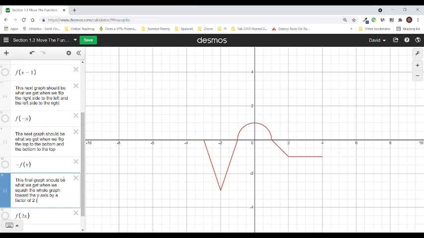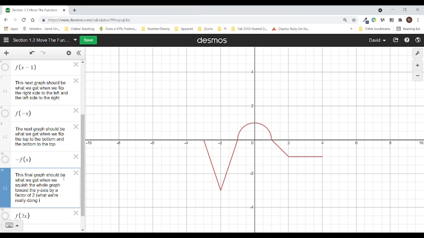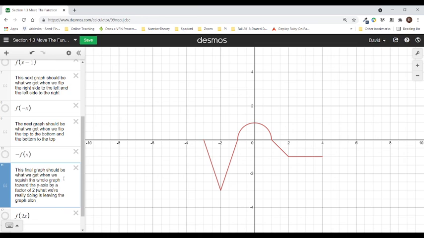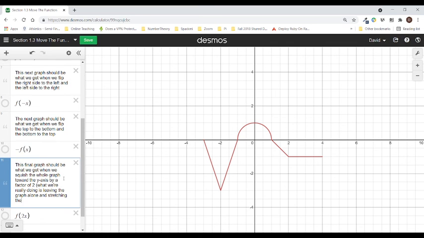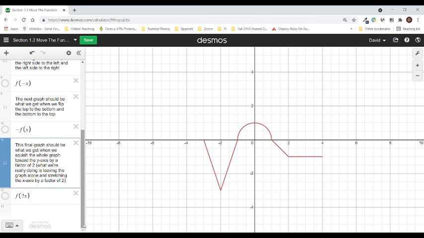Now let's just put a little note. What we're really doing is leaving the graph alone and stretching the x-axis by a factor of 2. Regardless of how we describe it, what we should see is something that goes down and up twice as fast, then has a smaller circle here, and then comes down twice as fast and doesn't go nearly as long.